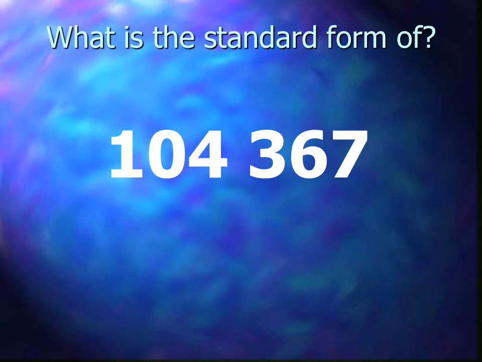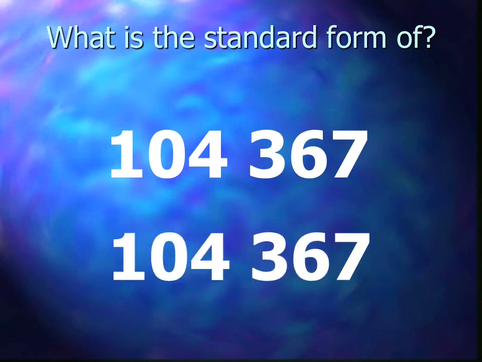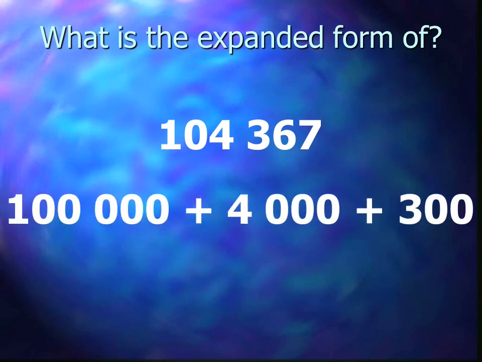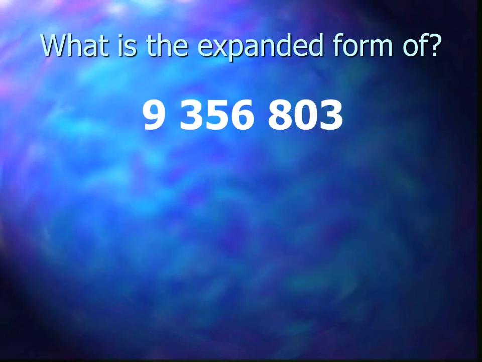What is the standard form of 104,367? That's right, that is the standard form. What is the expanded form of this number? To write this number in expanded form, we use 100,000 plus 4,000 plus 300 plus 60 plus 7. When we add them all together, we end up with 104,367.